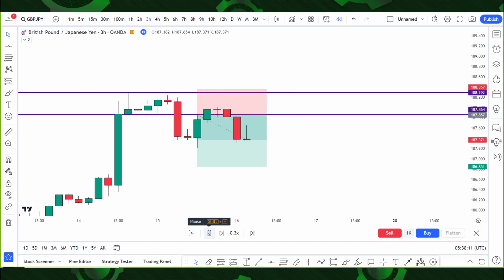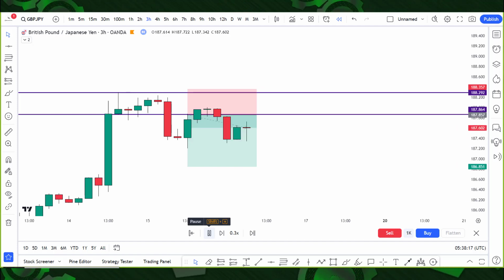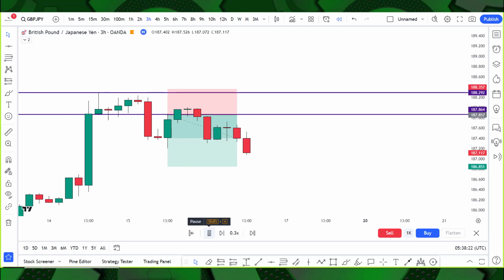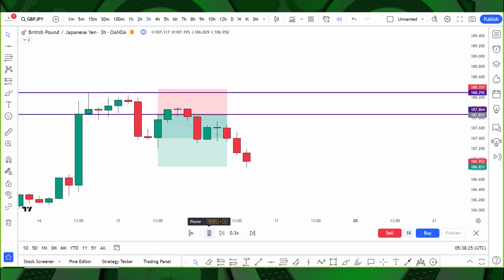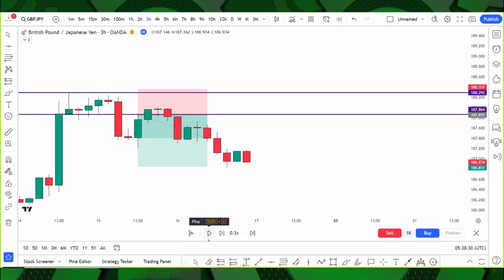Market is going towards our profit target. Market is giving us, okay, a little bit. So we are going towards the place. Okay, market is going towards our profit target right now. Market hit the profit target now. You can see that market hit the profit target right now.